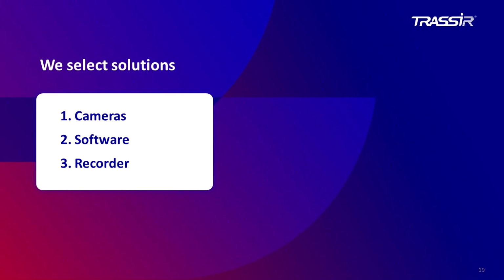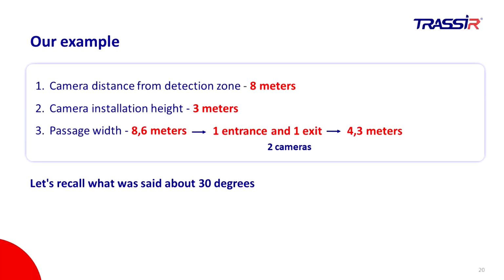Let's select the equipment for our task. These are cameras, software and a server. Let's start with the camera. In our example, we have the following data. First, camera distance from detection zone 8 meters. Second, camera installation height 3 meters. And passage width 8.6 meters, one entrance and one exit. That is, we need 2 cameras.